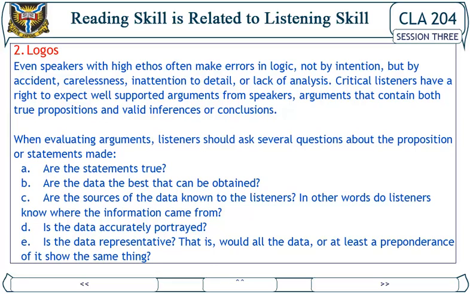A. Are the statements true? B. Are the data the best that can be obtained? C. Are the sources of the data known to the listener? In other words, does the listener know where the information came from? D. Is the data accurately portrayed? E. Is the data representative? That is, will all the data or at least a preponderance of it show the same thing?